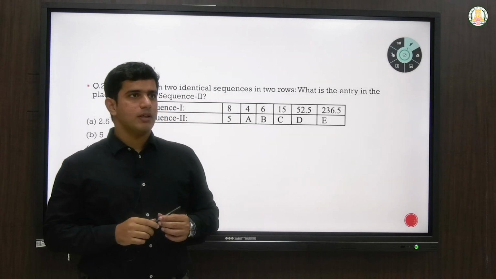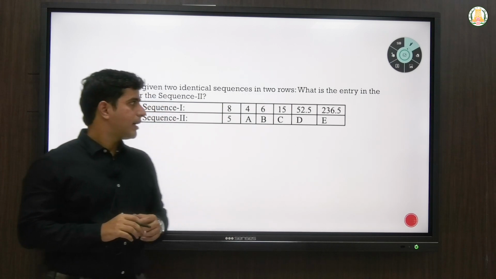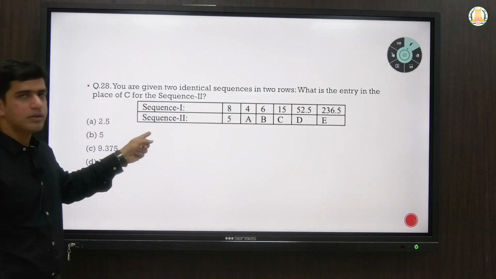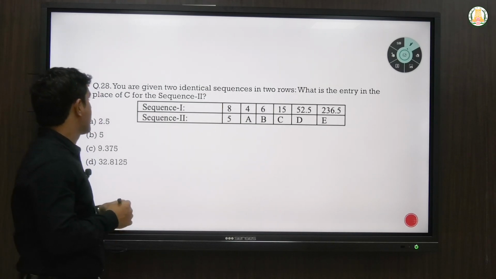So, good morning everyone. We'll continue with the CSAT 2021 paper discussion. And in the last session, we missed out this particular question. So, we'll solve this and we'll continue with the other questions.